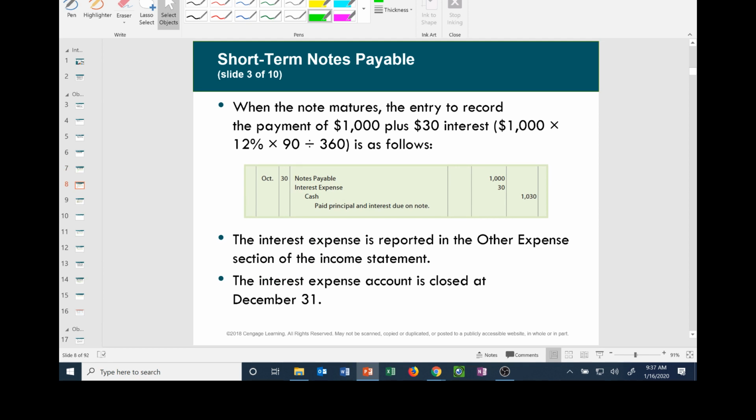Now, on this note, it's $1,000 at 12% interest for 90 days. That's 90 over 360, which really reduces down to 1/4. So it's 1,000 times 12% times 1/4, or times 90 over 360. Now, when you pay off that note, you debit notes payable, you debit interest expense, and you credit cash.